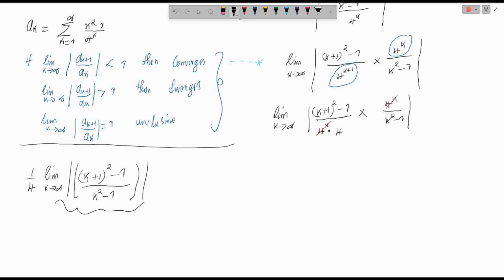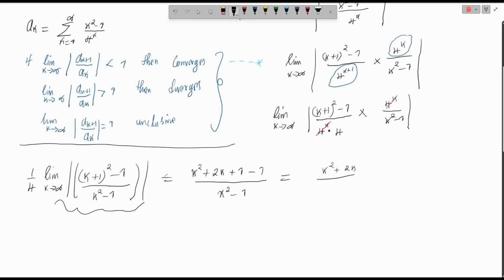So to simplify this, let me further simplify it by expanding our function. So (k plus 1) squared is k squared plus 2k plus 1. What I've done is simply expanding this. So minus 1, then divided by k squared minus 1. Well, we know that we are taking limits, so I'm just simplifying. This will be k squared plus 2k divided by k squared minus 1.